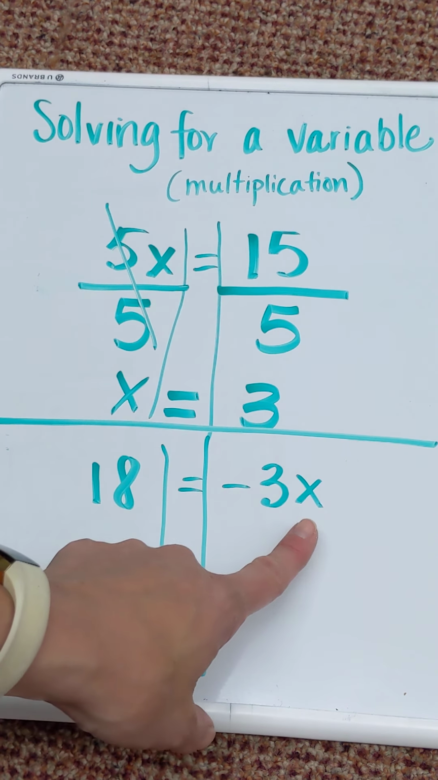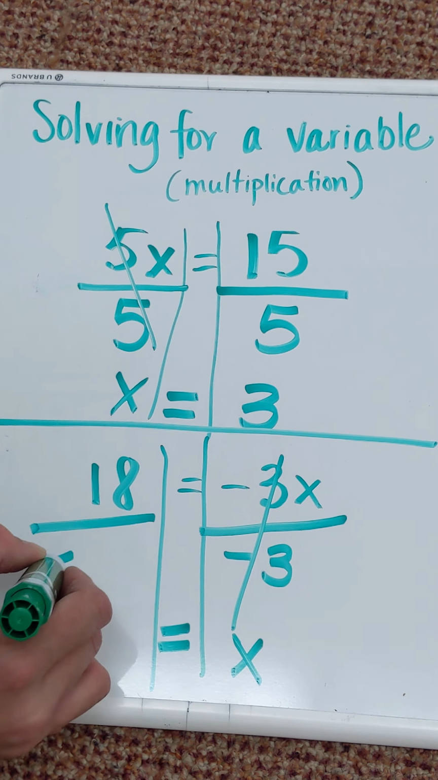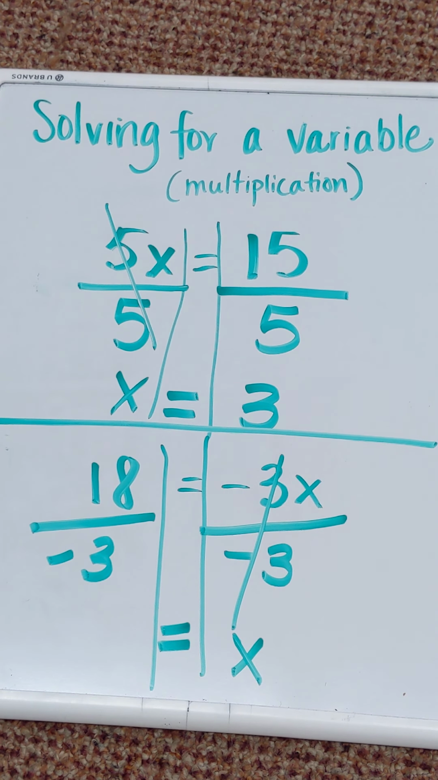How do I get rid of a negative 3 multiplier? I'm going to divide by negative 3. So I'm going to go ahead and divide by negative 3. Those two go away. That's what I wanted. What I have left is my x, my equal sign. Over here I need to divide by negative 3. Not just 3, but negative 3.